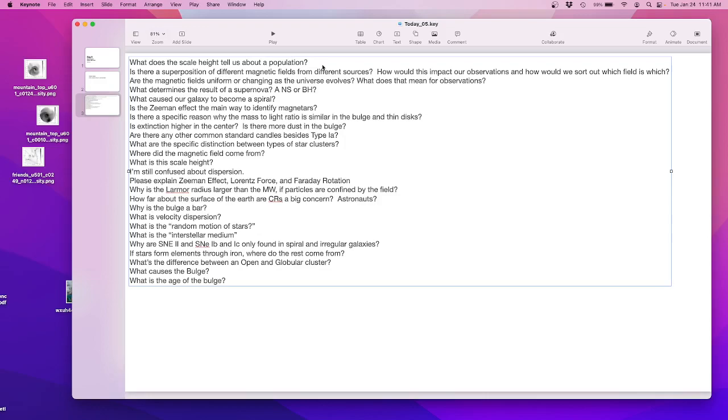What determines the result of a supernova, whether it's a neutron star or a black hole? The actual answer is we don't actually know. Ultimately, it's the mass, but probably also the chemistry and the rotation and maybe whatever's near it. I don't really understand. I'm not the right person to ask, but I can tell you that the right person to ask doesn't know either.